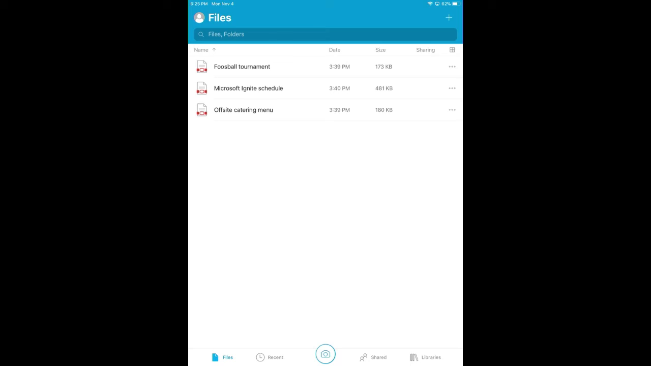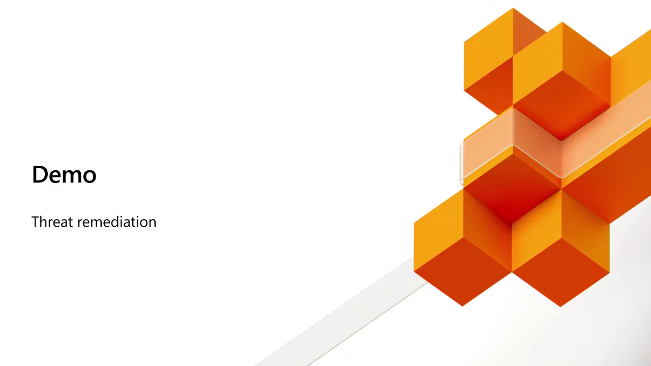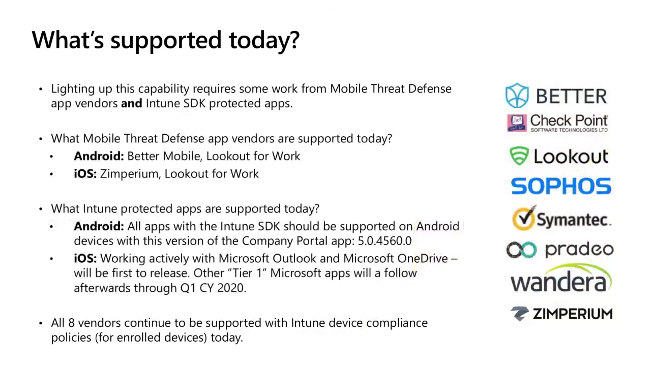So going back to what we were talking about before, with what's supported today. I was saying which mobile threat defense vendors are supported today, and which apps are supported today. All the apps should be supported on Android devices with this version of the Company Portal, which is in stores now, so it's the latest version. And we're working actively with Microsoft Outlook and OneDrive. Other Tier 1 Microsoft apps will be releasing as a fast follow in Q1 of 2020.